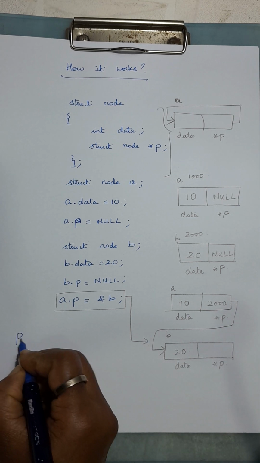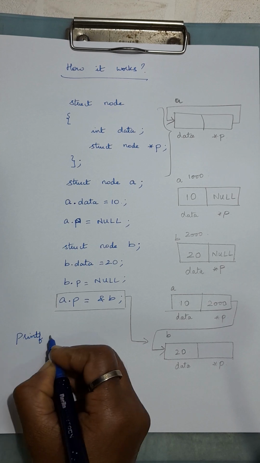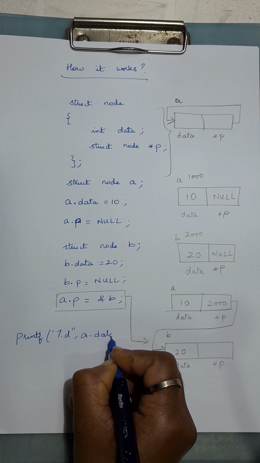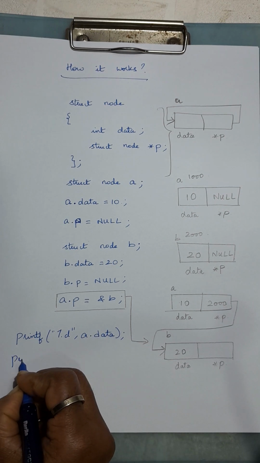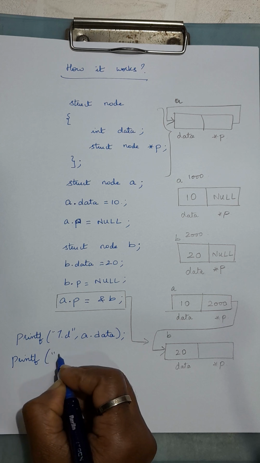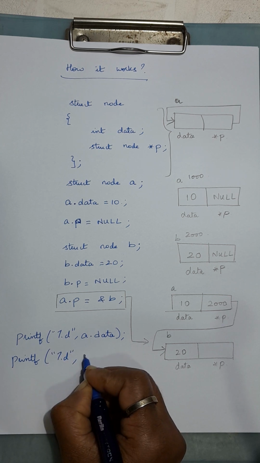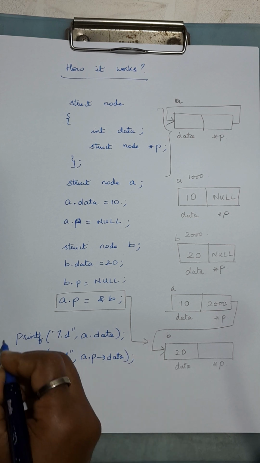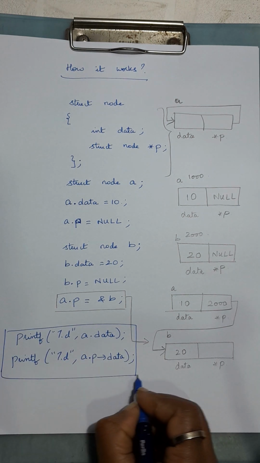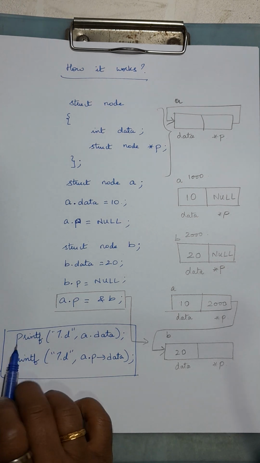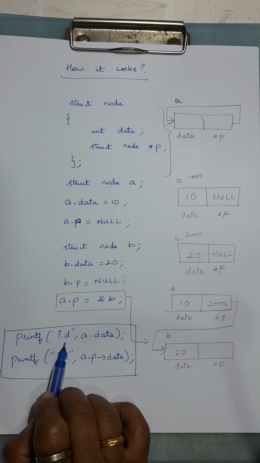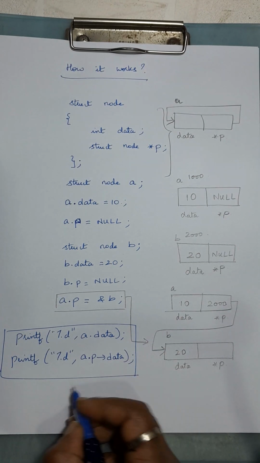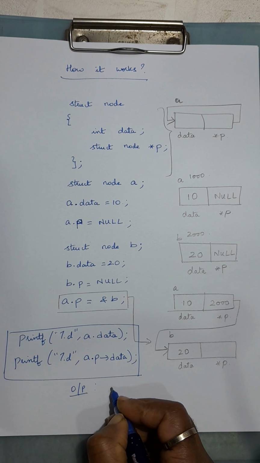Now just predict the output. I am printing printf %d A dot data. The second line is printf an integer value A dot P pointing to data. So what will be the output of these two lines? First, print %d. I am going to print an integer value from A dot data. What is A dot data? It is 10. So the output will initially have 10.